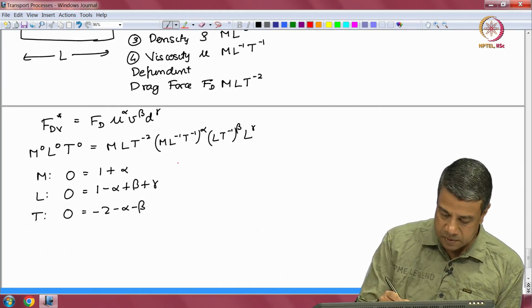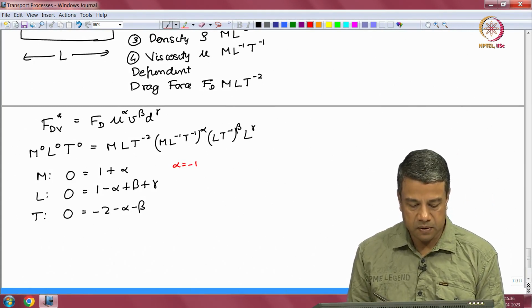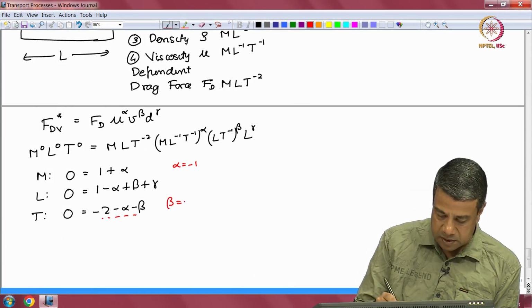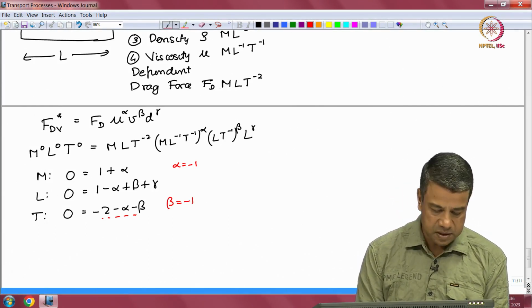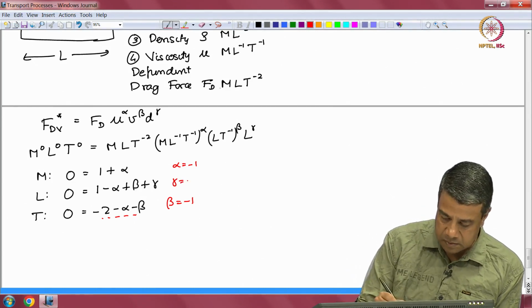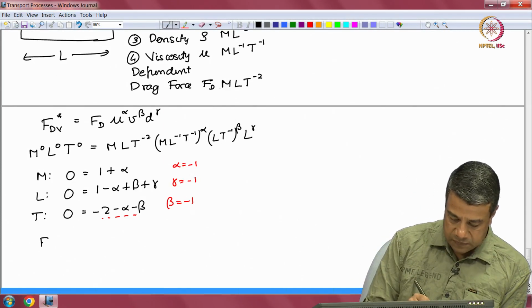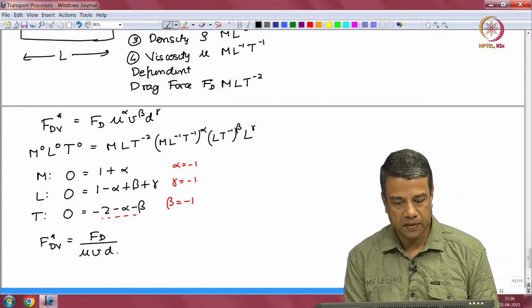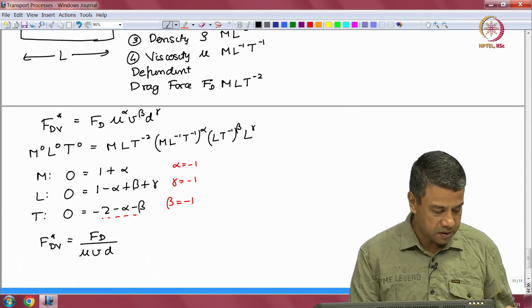This first one will give you alpha is equal to minus 1. Substitute alpha equal to minus 1 in the time dimension and you will get beta is equal to minus 1. Substitute that into the dimension for length and you will get gamma is equal to minus 1. Therefore, the force scaled by viscous scale is the drag force by mu v d. That is the dependent dimensionless group.